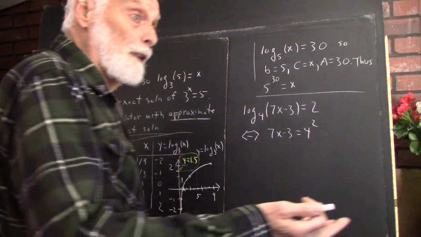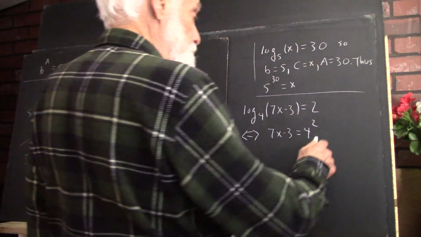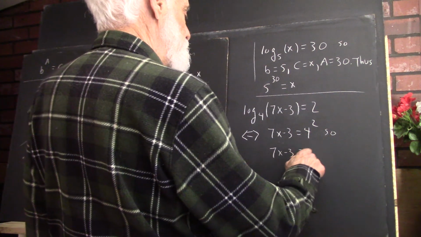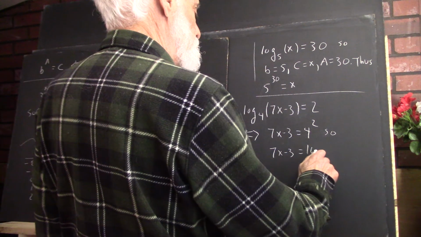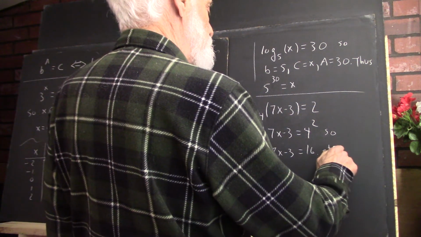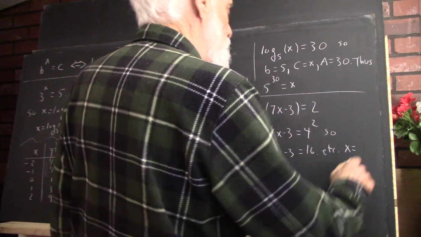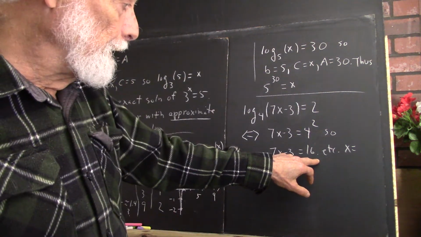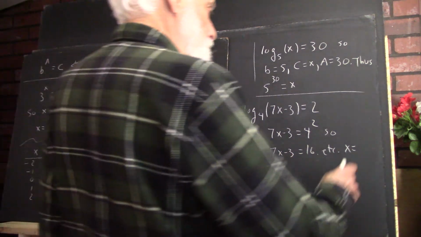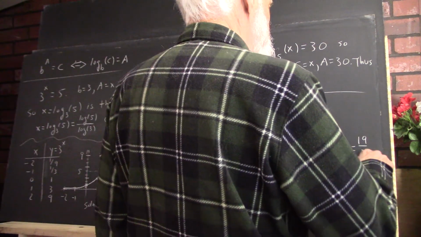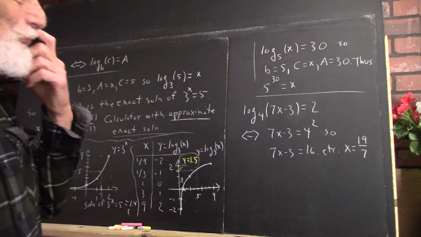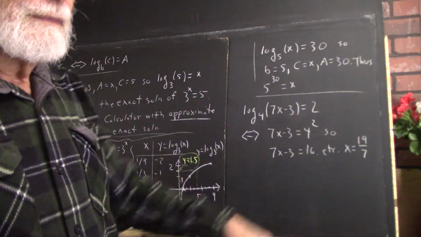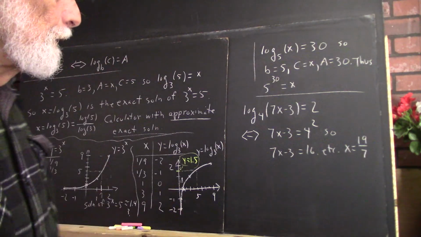Well, this is easy to solve. And you can easily solve this. You solve this in your head. Add 3 to 16, you get 19, and then you're going to divide by 7. You get x equals 19/7. Since this was an integer power with an integer base, it was easy to complete the solution.